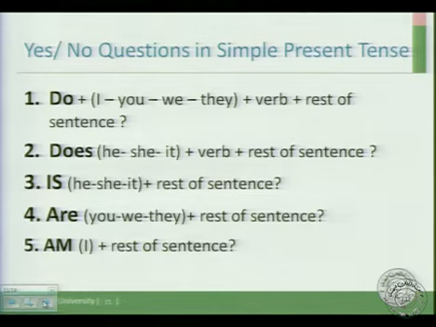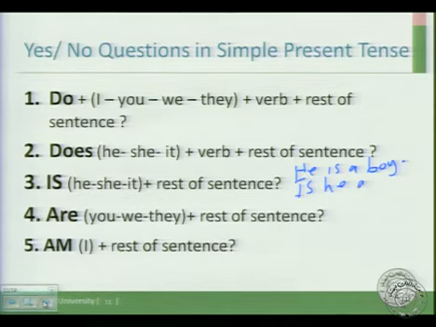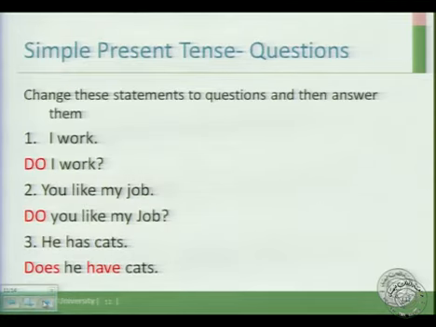He is a boy. For example, here, he is a boy. It becomes, is he a boy? Question mark. So we just move is, am, are to the beginning of the sentence, and we have a question. And we should not forget the question mark at the end of the sentence.